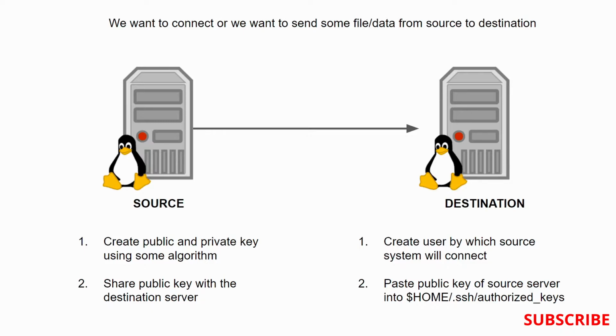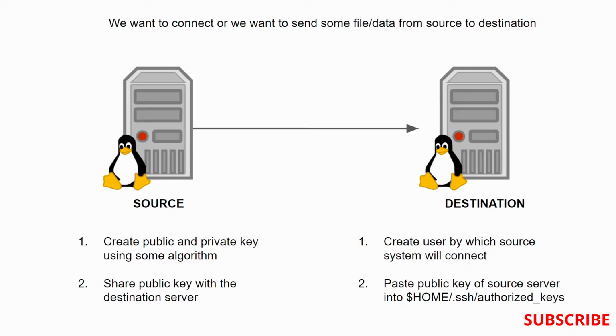There are two major steps that you have to do on the source machine. You have to create a public and private key. There is a command to create the public and private key, and I will explain how to create it later, but this is the main prime step that you have to do on the source machine. The second step is you have to share the public key with the destination server.